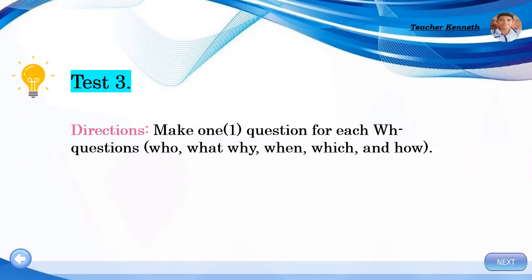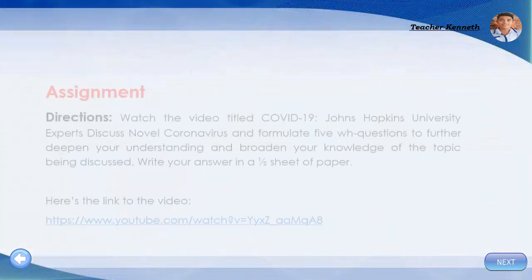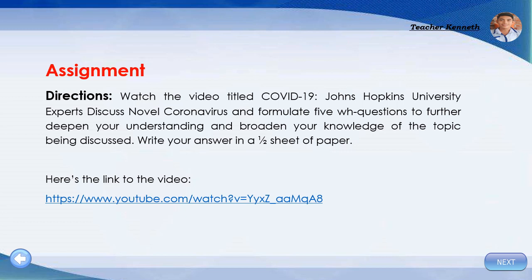And now let's proceed to test 3 directions. Make 1 question for each WH question, which is who, what, why, when, which, and how. And for your assignment, watch the video entitled COVID-19 by Johns Hopkins University experts discuss the novel coronavirus and formulate 5 questions to further deepen your understanding and broaden your knowledge of the topic being discussed. Write your answers on a 1/2 sheet of paper.